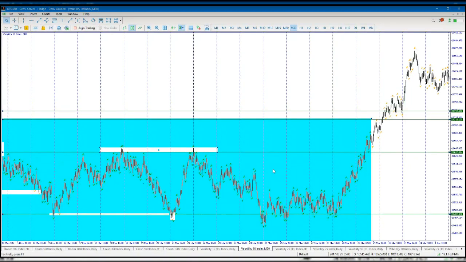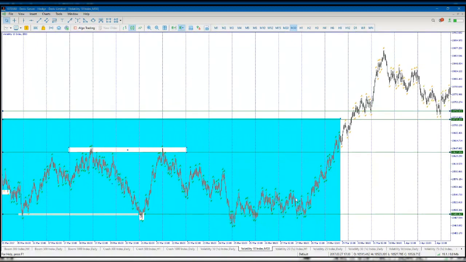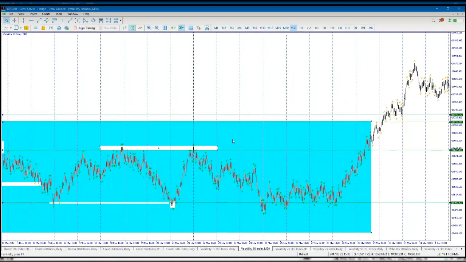So let's move on. What now happens after here? The same thing that we've been looking at: price came to create another low, right?